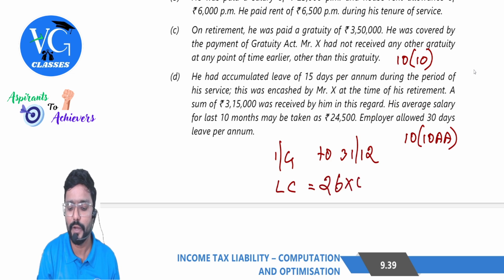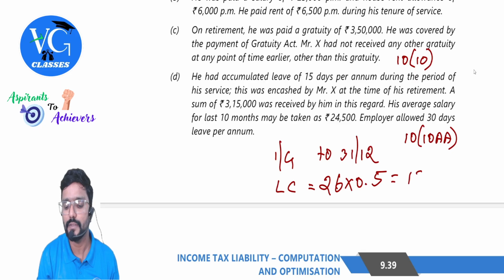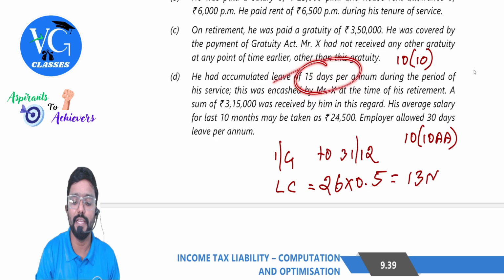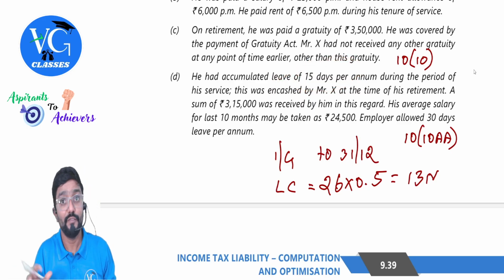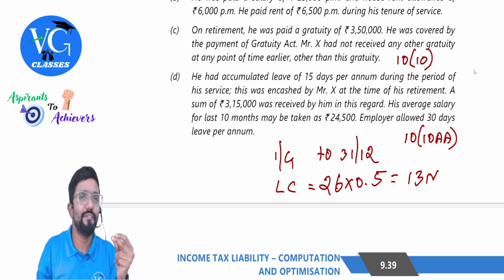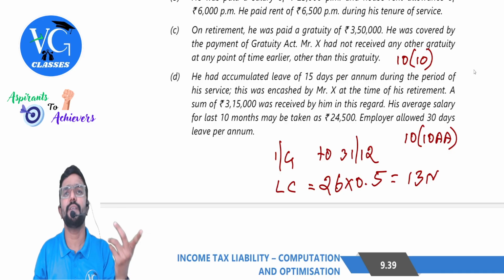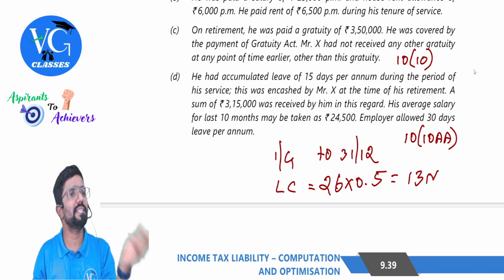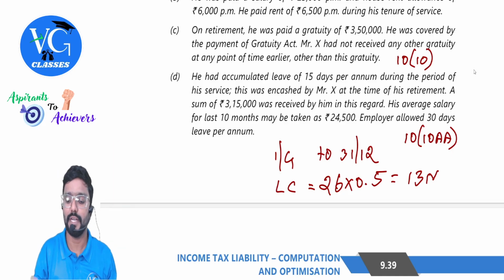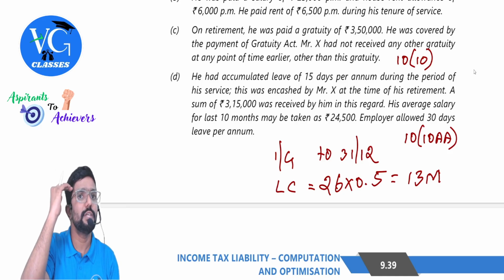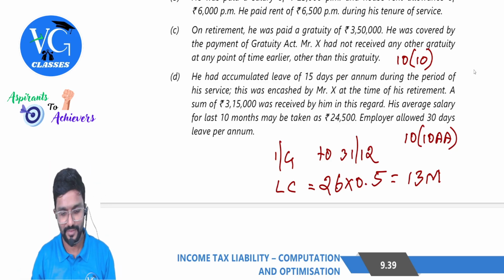26 into 0.5. 13 months. Correct. Sir, he has 15 days leave for every year, which he has not taken. Clear? 15 days means 0.5 months. How many years of service he has rendered? 26. So 26 into 0.5. How many months? 13 months. Okay. Very good.